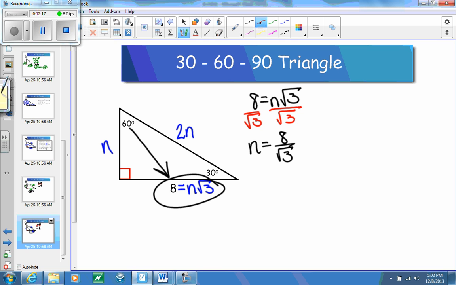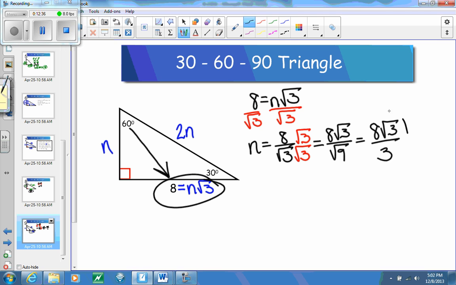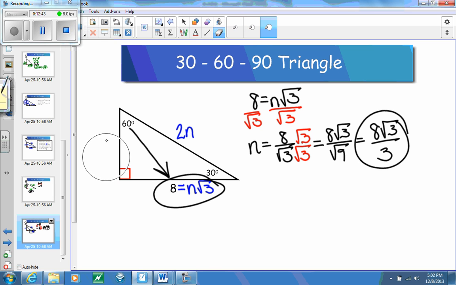Now this is great except for the fact that we have the square root of 3 in our denominator. So we're going to rationalize the denominator, multiplying the numerator and denominator by the square root of 3. So I get 8 square roots of 3 divided by the square root of 9. Simplifying, I get 8 square roots of 3 divided by 3. This right here is my length of n. So I know that my shortest leg has to be that, so I'm just going to erase this part and replace it with 8 square roots of 3 divided by 3.